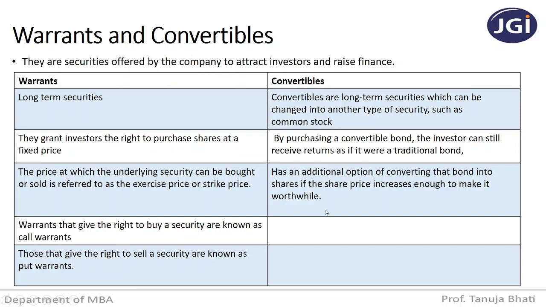So convertibles means a specified number of shares of stock are received by the holder of the convertible security when he or she makes the exchange. So with convertibles, the holder is holding a particular security which can be converted from one form to another form. And with warrants, the investor or the warrant holder is given the right to purchase the shares at a fixed price. If the warrant holder is given a right to buy a security, it is known as a call warrant, and to sell the security is known as a put warrant.